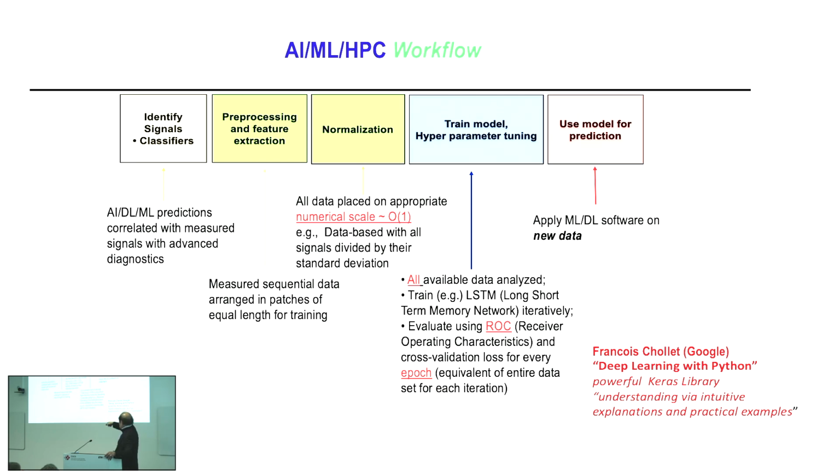I'm not going to go through all of this right here, but this is a pretty common, regular deployment of things like long short-term memory networks. You iteratively go through these through various epochs, or the equivalent of an entire data set. For each iteration, there are books written about this, like the book by Francois Chollet that we teach in our classrooms. And you repeat this over and over again. You apply the machine learning, deep learning software on new data as you keep on going forward.